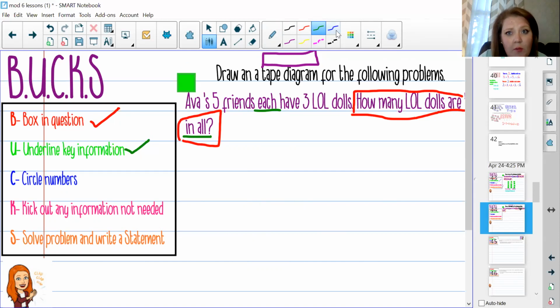Cha-ching, let's circle some numbers. She has 5 friends, and they each have 3 LOL dolls. We're going to circle those. Now let's kick out any information we don't need. Ava's friends, and then we're going to kick out right here LOL dolls. We're just going to cross them off because that's just extra words that we do not need at the moment. Cha-ching. All right, now S, let's solve the problem and write a statement.